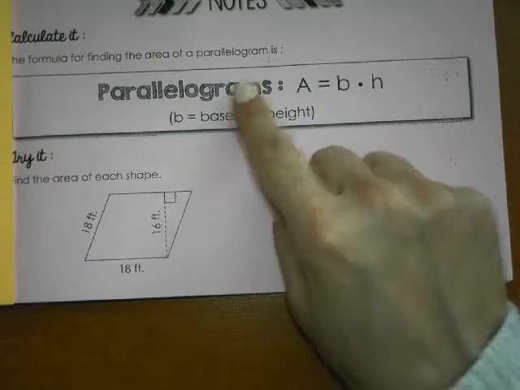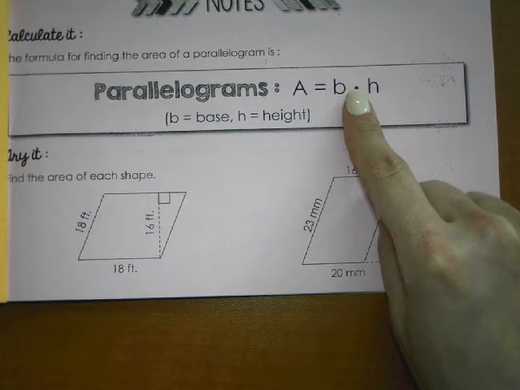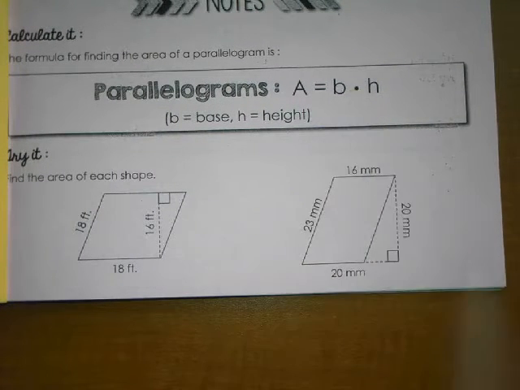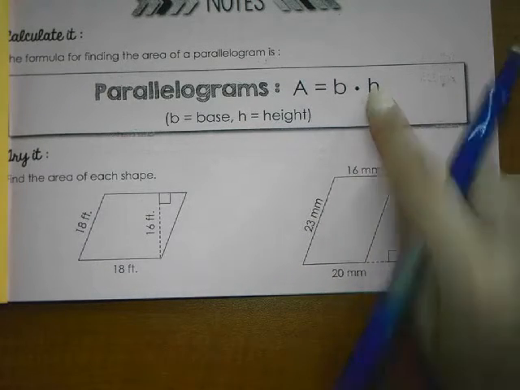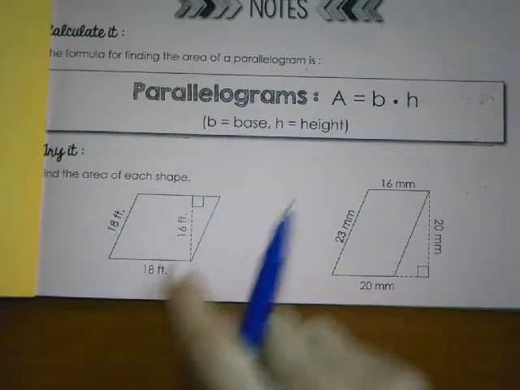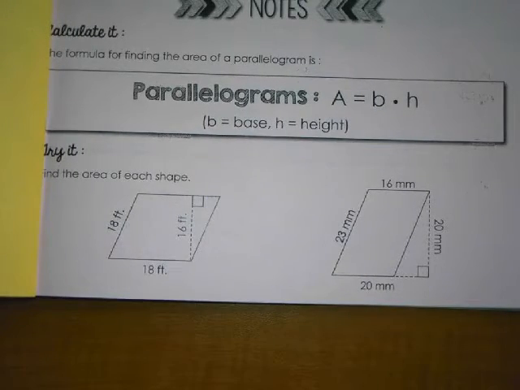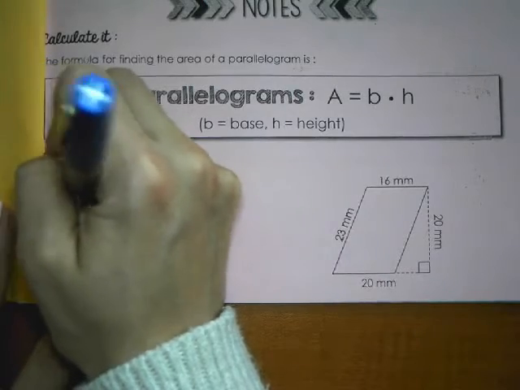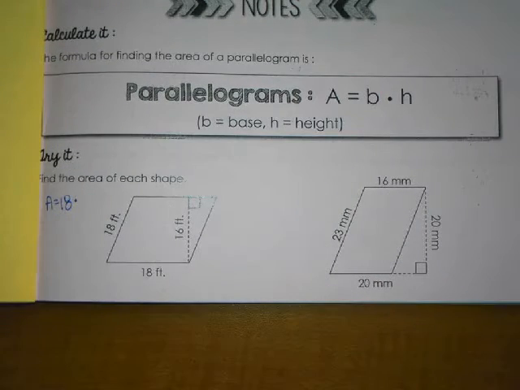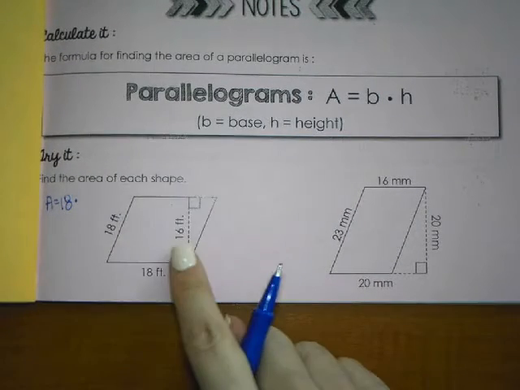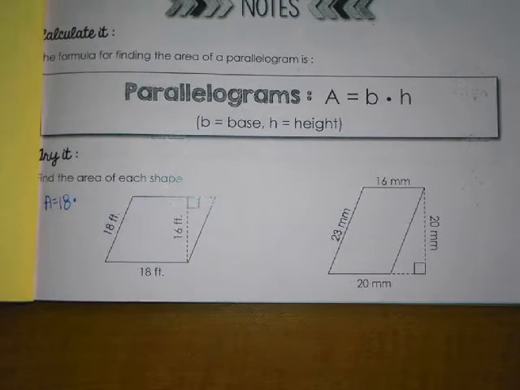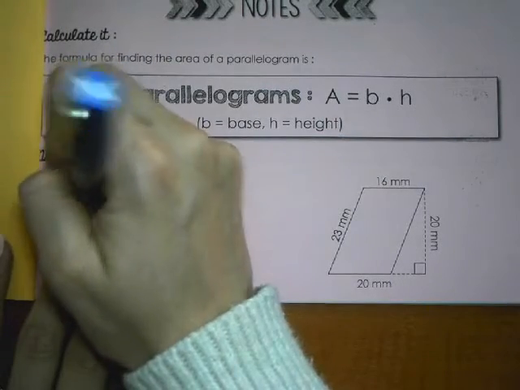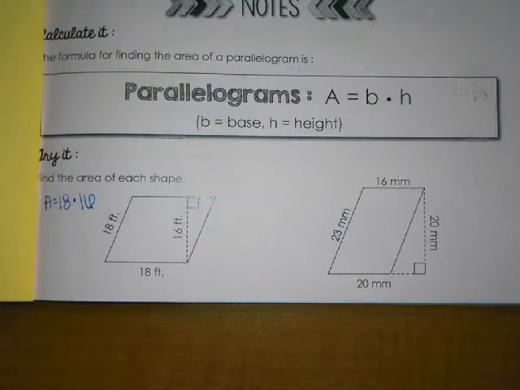Beauty of a parallelogram is the formula is exactly the same. You don't have to do anything. The only difference is you have to know what the height is. So what's my base in this first problem? I have an 18, an 18, and a 16. What's the base? 18. So I know my base is 18, and I need to multiply it by my height. Well, am I multiplying it by 18, or am I multiplying it by 16? 16. Why 16? Why not 18?